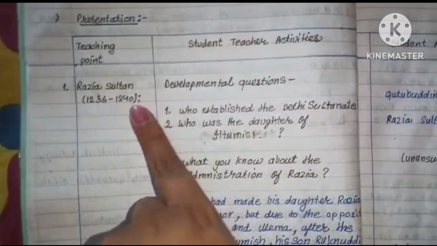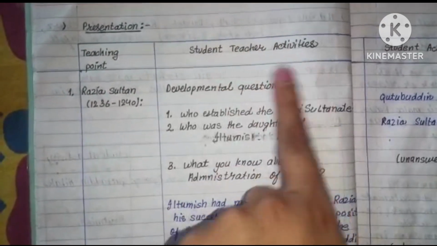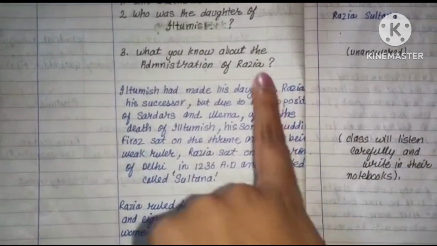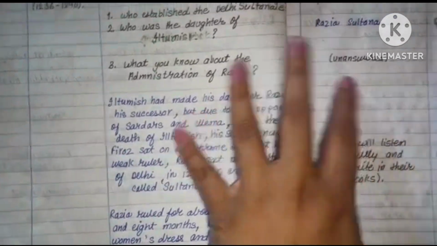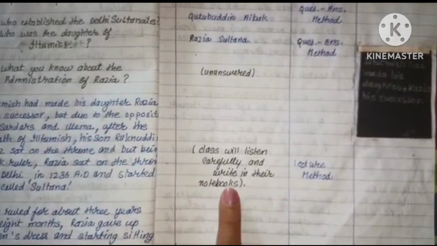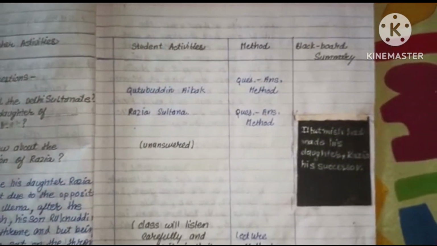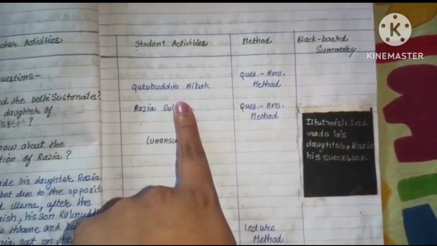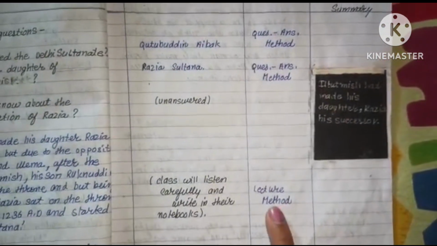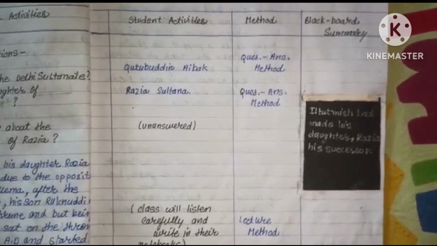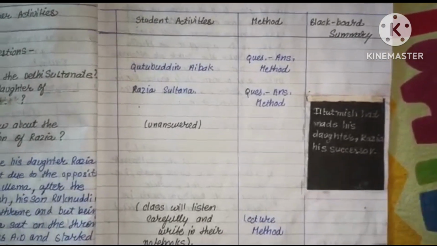So the teaching point is Raziya Sultan, in which the student teacher will ask these developmental questions and then he or she will talk about this short note on Raziya Sultan. The students need to answer these questions and then they need to carefully listen to the short note. In the method, we'll talk about what method the student teacher is using. So in developmental question, it is a question answer method. And the short note is a lecture method. In blackboard summary, we have what the student teacher will write on the blackboard. This will be continued further.